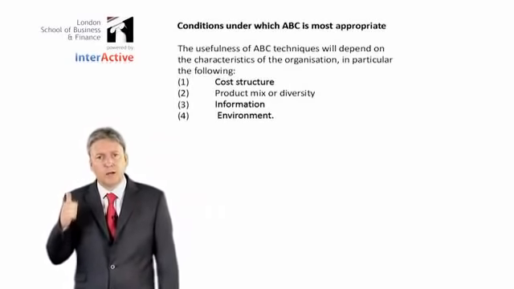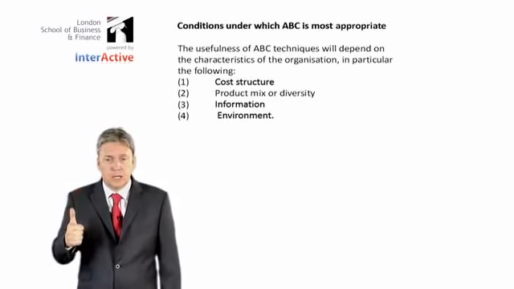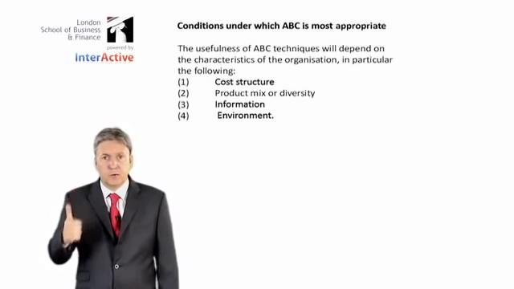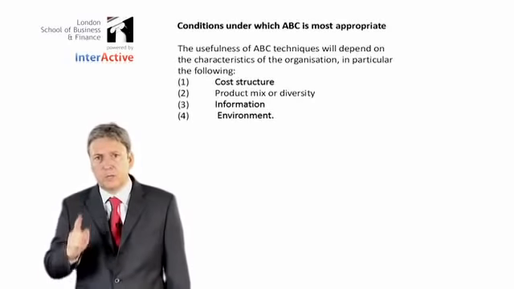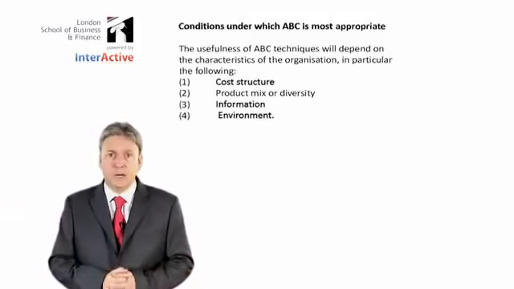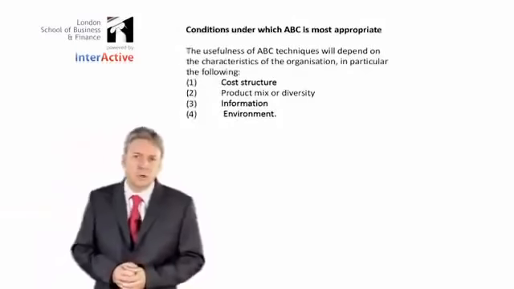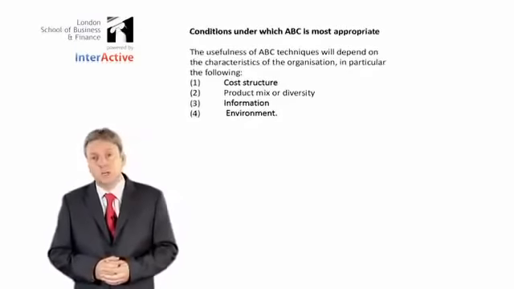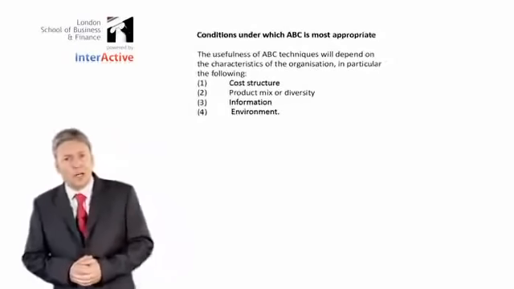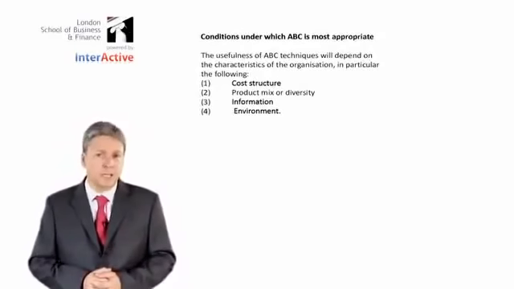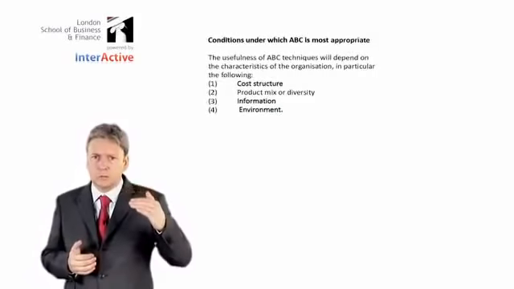It's particularly useful if you have a high proportion of overhead costs and you have discrete products that you can identify. 2, product mix or diversity. The more diverse the product mix, the more you need something like ABC. 3, information. Is our information system good enough to gather the detailed data that you need for something like ABC? And the environment. Is your environment highly competitive? The answer is normally yes, and if that's the case, maybe ABC is critical to ensure that you understand your cost base.